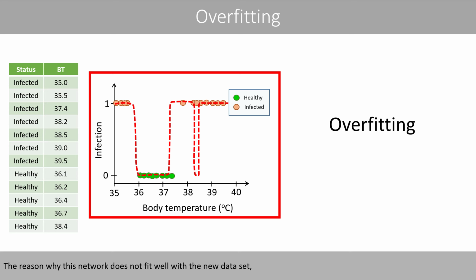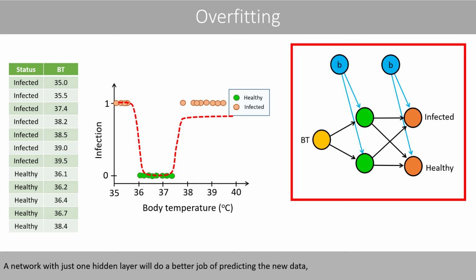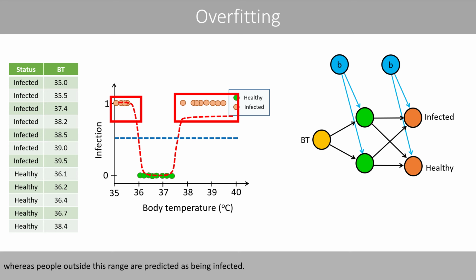The reason why this network does not fit well with a new dataset is because this person who is infected is now incorrectly predicted as being healthy because his body temperature is 38.4. A network with just one hidden layer will do a better job of predicting the new data, because such a network will predict that people with a body temperature between 36 and 37.2 are healthy, whereas people outside this range are predicted as being infected.